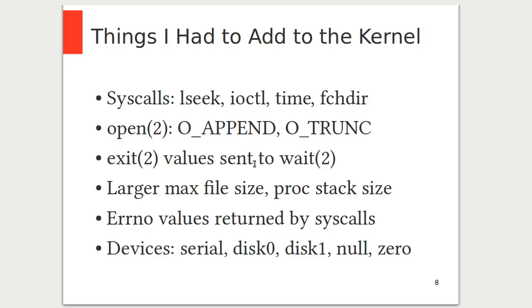Open doesn't have a bunch of flags. We can't append a file. We can't truncate a file. I needed to add those. Exit and wait weren't exchanging values. Now, that's really crucial for things like the make program, because make looks at the exit value of a program to decide whether it succeeded or whether it failed. So we need exit and wait to exchange values.